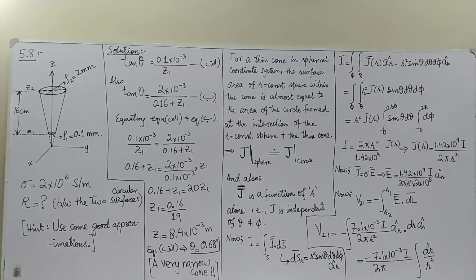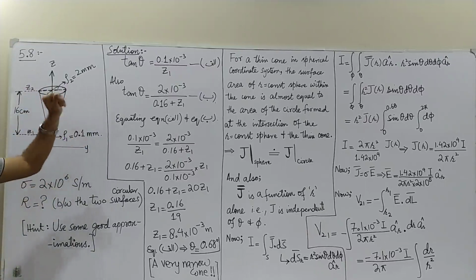It also says that the material from which that solid cone has been constructed has a conductivity of 2 million Siemens per meter. Alright, so this is what is given to us: a solid cone whose top has a radius of 2 millimeters, the bottom has a radius of 0.1 millimeter, and it is a truncated cone.